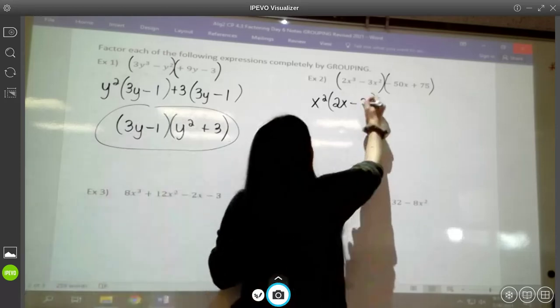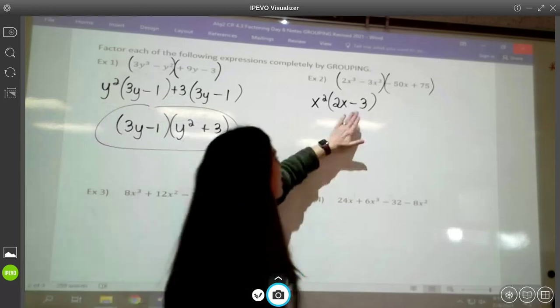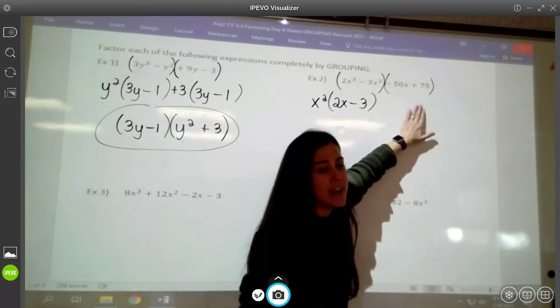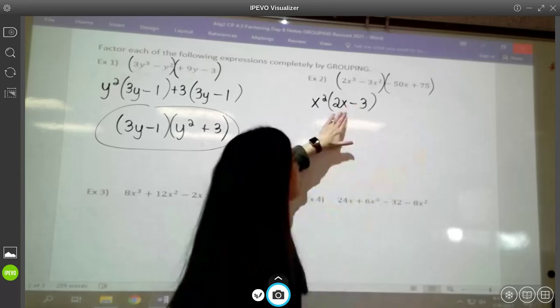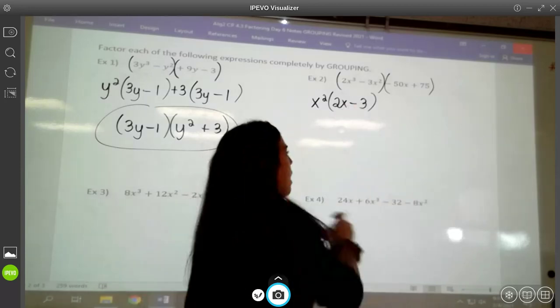X squared times what gets you back to negative 3x squared? A negative 3. Now, we know, after the first example, that whatever is written in these parentheses, it better match what's written in the next parenthesis as well. So you can use this to kind of guide you, but don't force anything. All right, now we go to the next group.